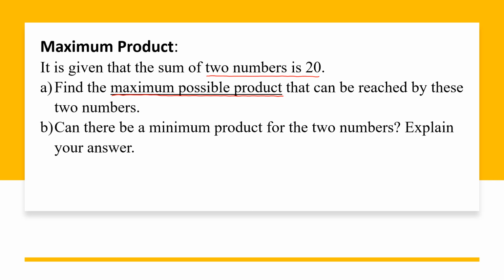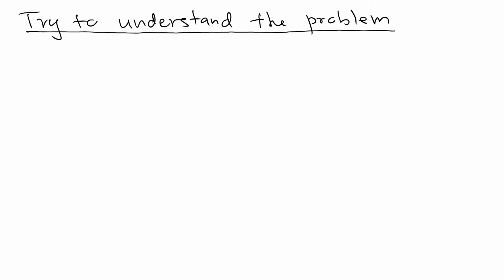It's also asking, can there be a minimum product for the two numbers? What's the minimum possible product? It's a really interesting problem, so let's see how you do a problem like that. If you get a problem like that, the first thing to do is try to understand the question. What we normally do is pick some numbers that satisfy the conditions, and then try to see what's really going on.